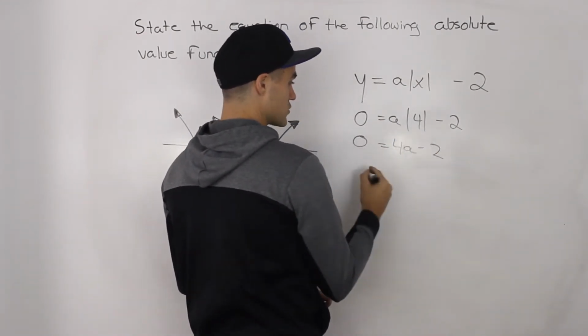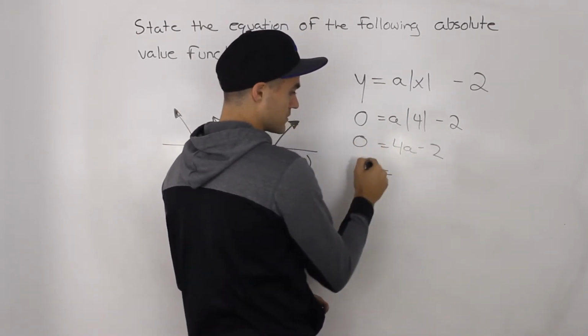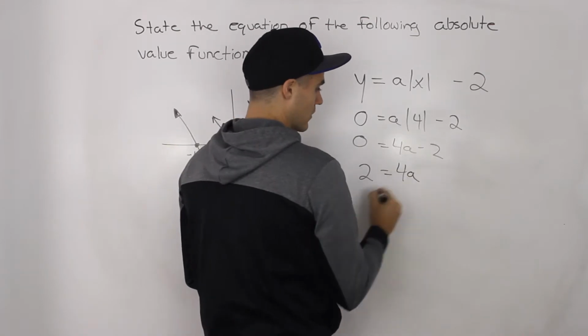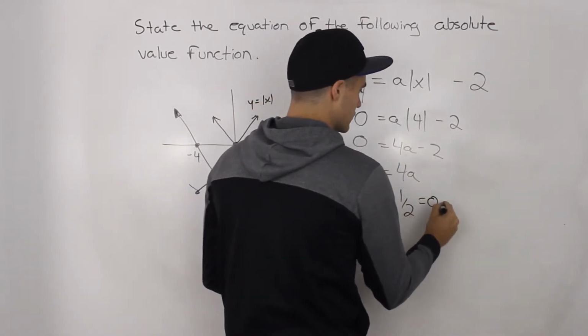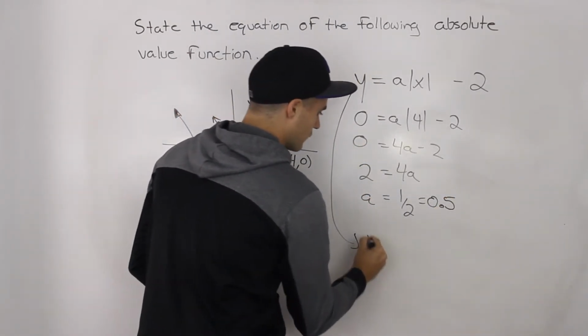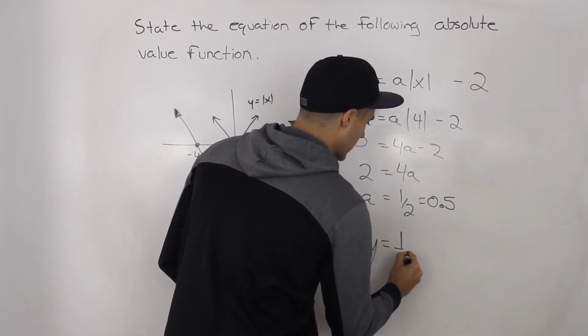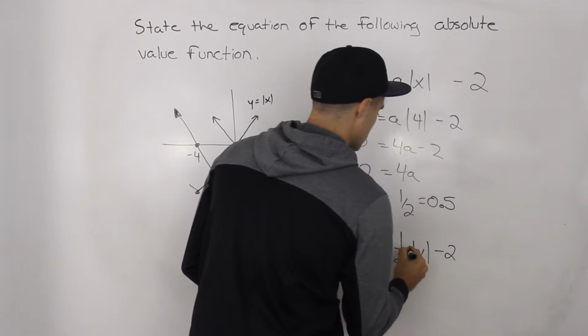To solve for a, bring the -2 over, it becomes +2, so 0 plus 2 is 2. 4a, a is equal to 2 over 4, which is 1/2, which is 0.5. So the final transformed function is y equals 1/2 absolute value x -2.